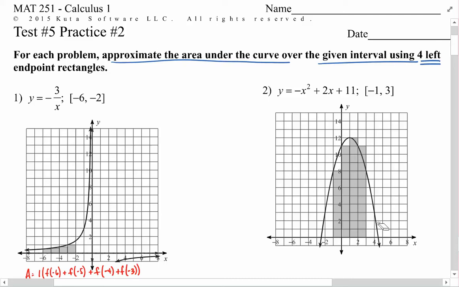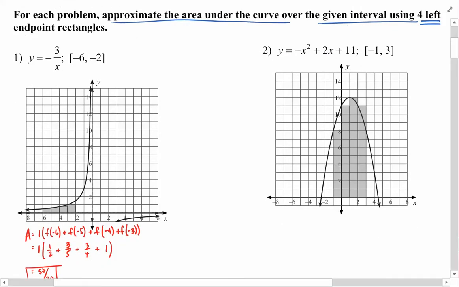Now you may notice that on the example on the left-hand side, I didn't know how tall each of these rectangles were, so I actually computed what the result of each function was for each individual rectangle. On the example on the right-hand side, we have the heights already pretty well identified for us.